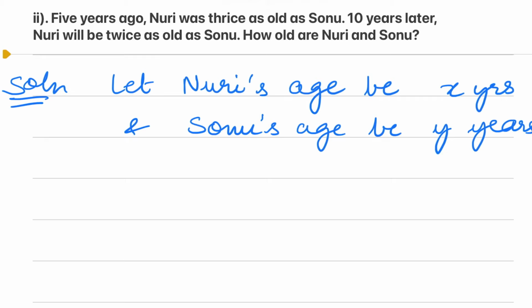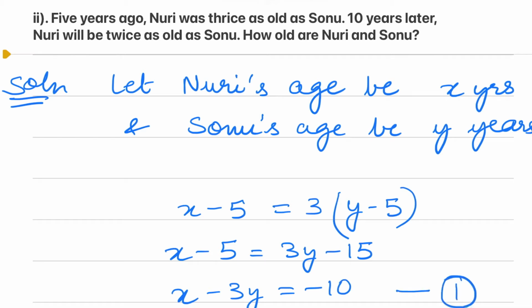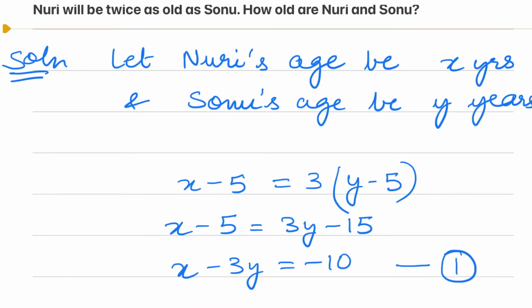So 5 years ago, both were 5 years younger. So x minus 5 and y minus 5. So Noori was thrice as old as him. So x minus 5 is equal to 3y minus 15. So x minus 3y is equal to minus 10. This is the first equation.